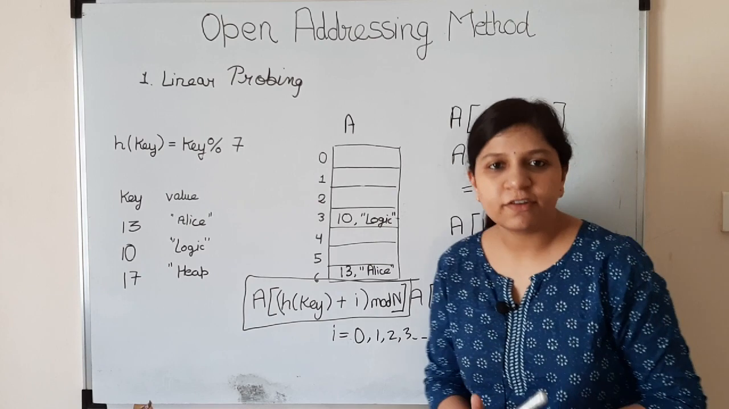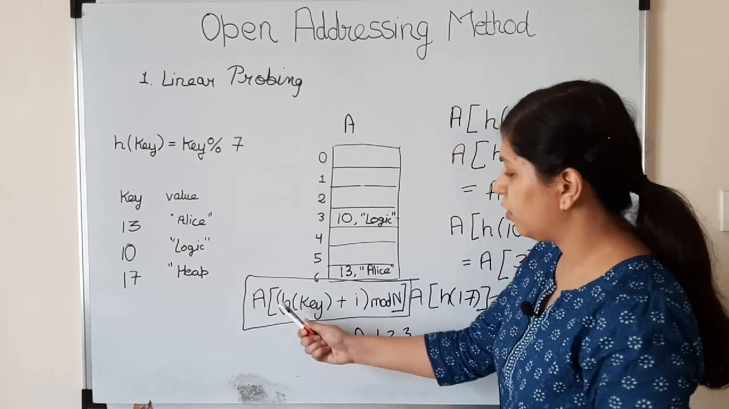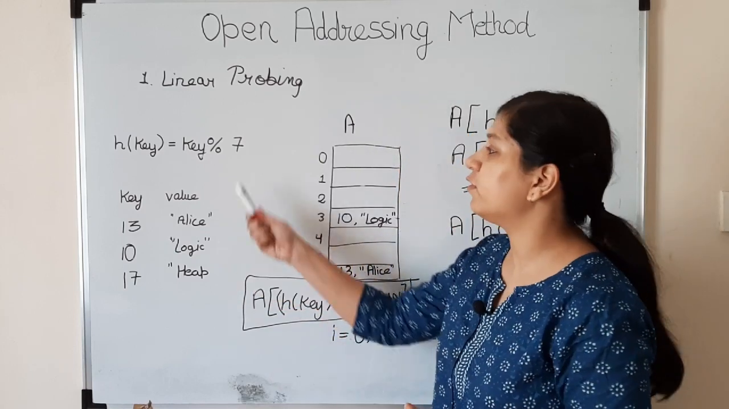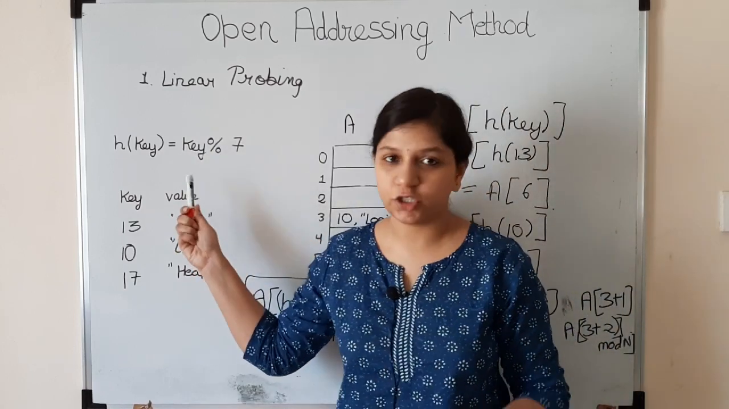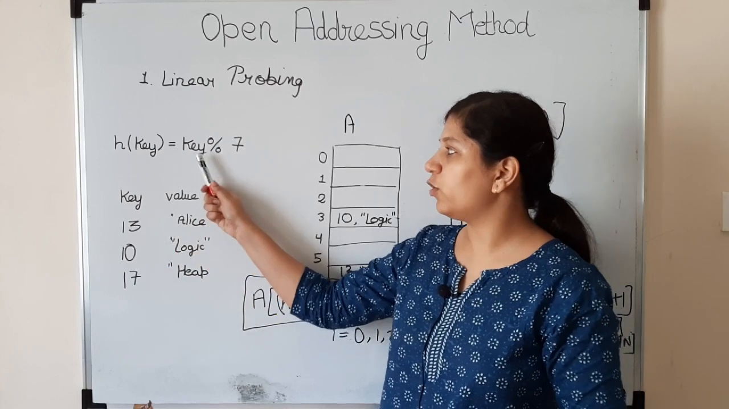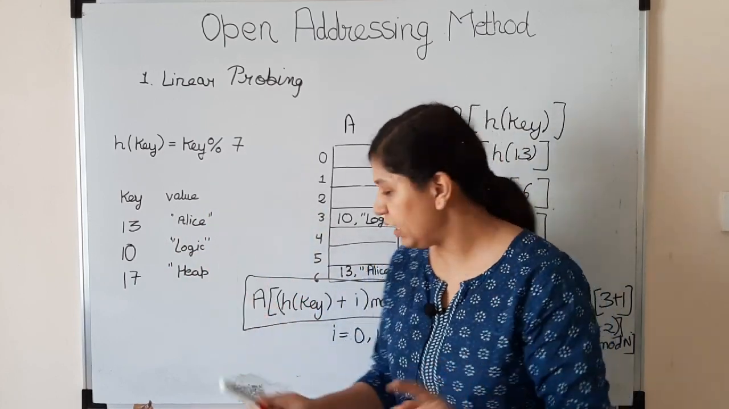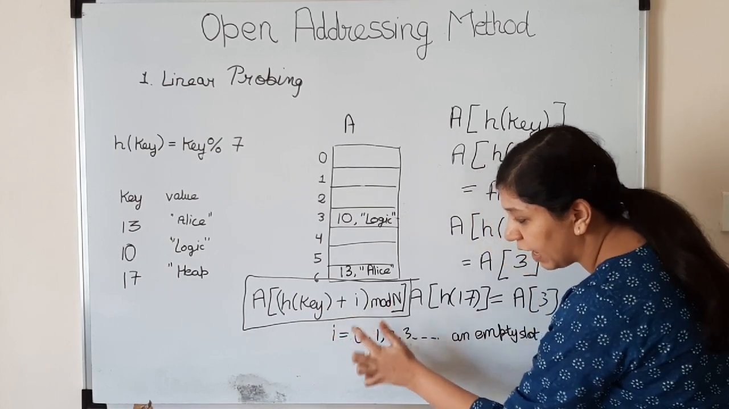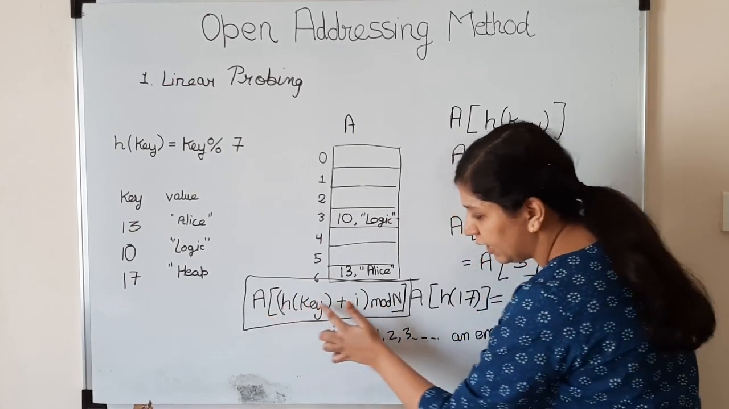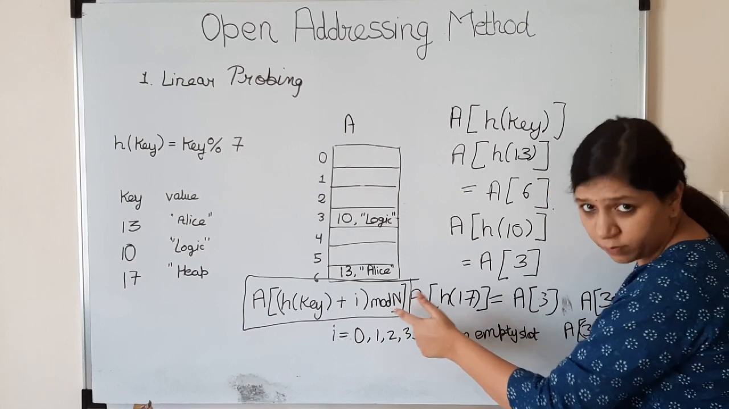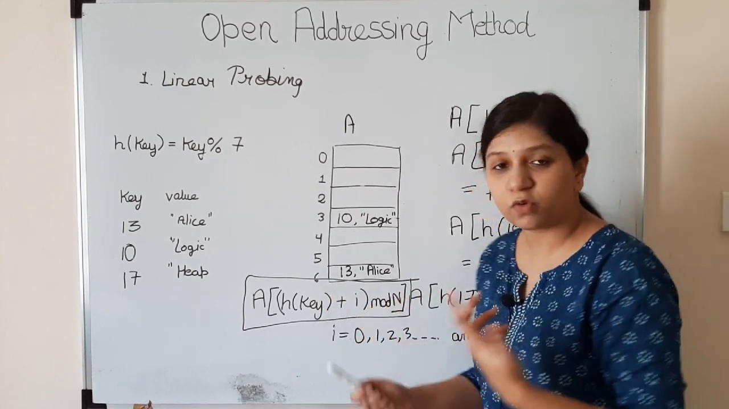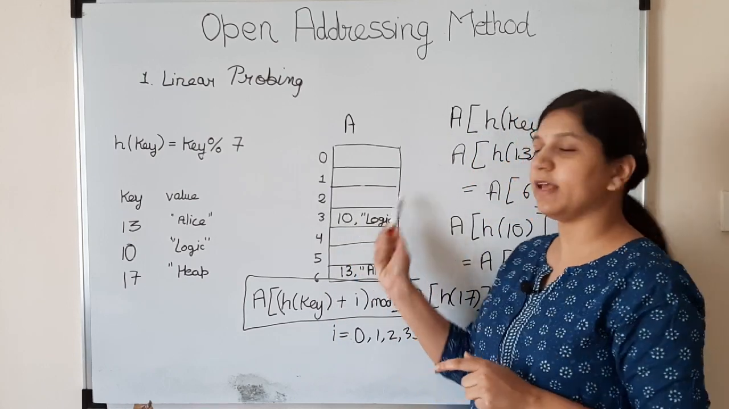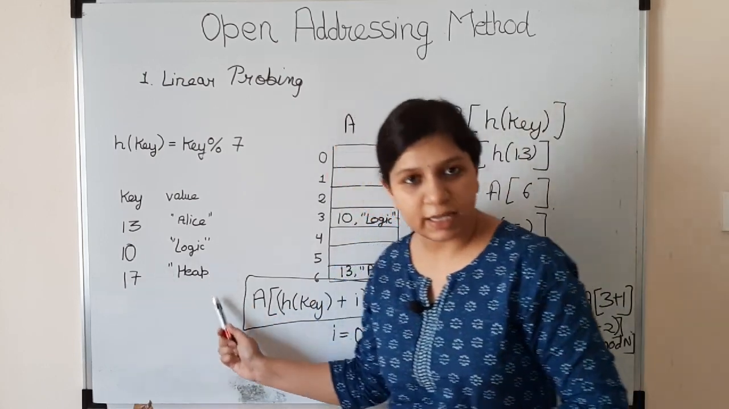Okay, let's revise what we did here. Firstly, as soon as you get any key value, any data, you first apply the hash function to its key. So 10 modulo 7 gave you 3. So A3 plus i, where i is initially 0, mod n, mod 7. So 3 mod 7 is going to give you 3, so you will go to A3 and place it. Then comes 17 heap.